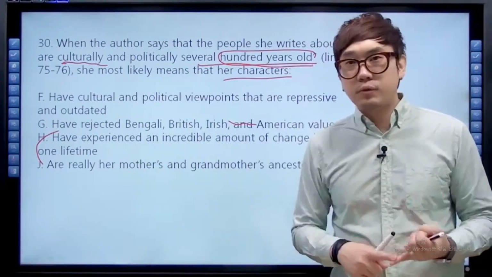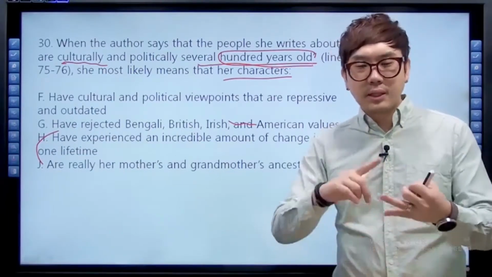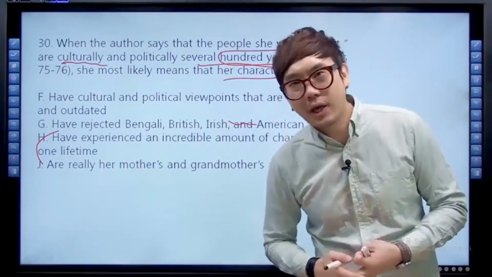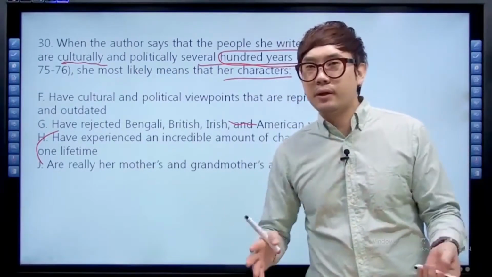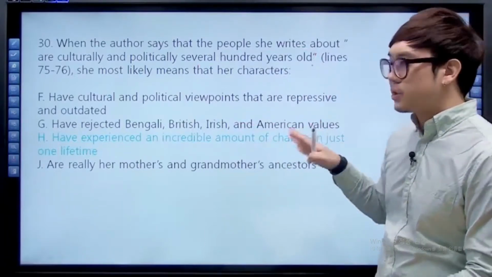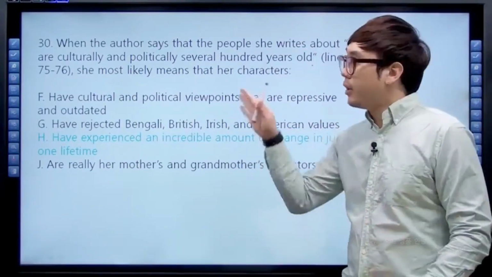How people dress would have changed, how people communicate would have changed, how people transported themselves or different materials have changed. Things have changed a lot, right? And that's what she's talking about. Have experienced an incredible amount of change in just one lifetime. All right? Good. So that's 10 questions.